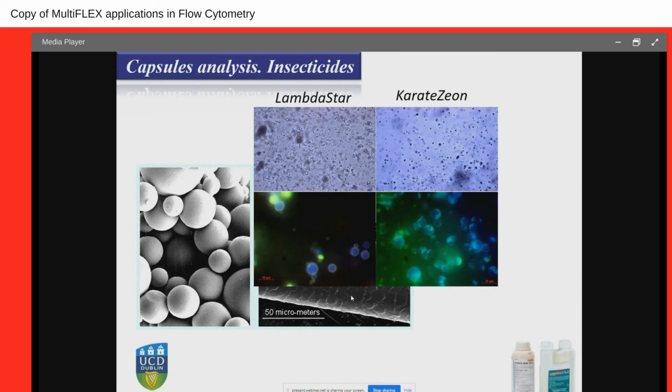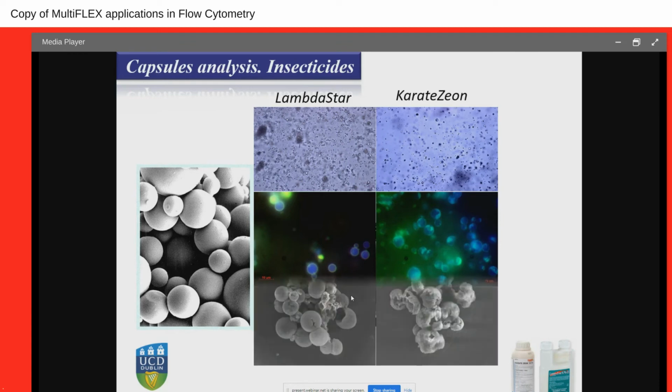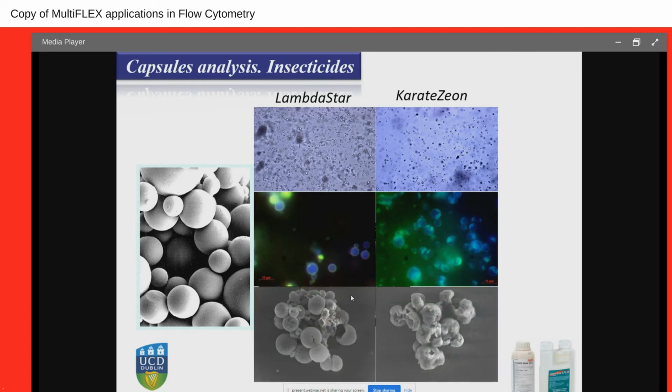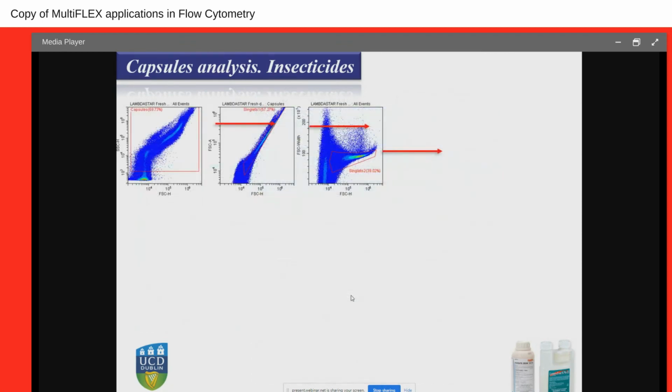So they wanted to characterize the quality of these compounds. If you use microscopy, it's very difficult to characterize them. Even electron microscopy will not be able to do it. So we decided to go for flow cytometry. So this is how they look.